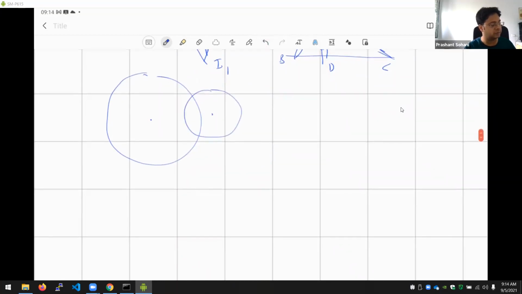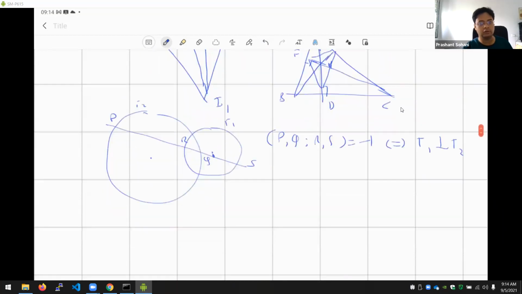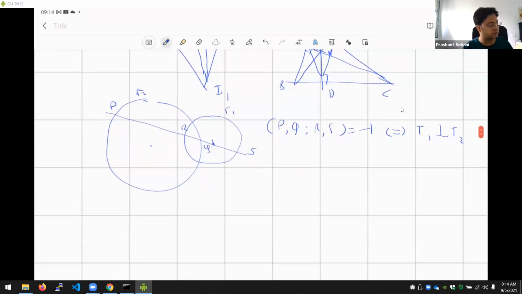So there were two parts, the if and only if part. Basically, the question was: if there is a line passing through the center of one of the circles, then PQRS are harmonic if and only if the two circles are orthogonal. The only advice I have is that because it is an if and only if question, there are two parts to it. First, if it is orthogonal, then prove that it is harmonic, and vice versa.